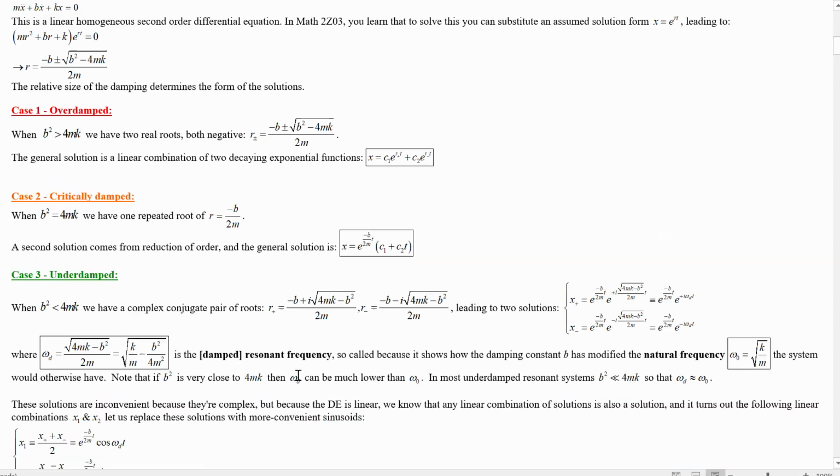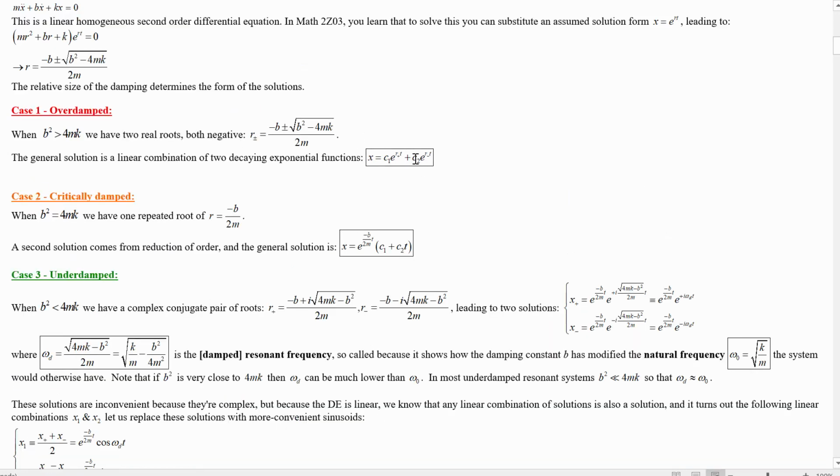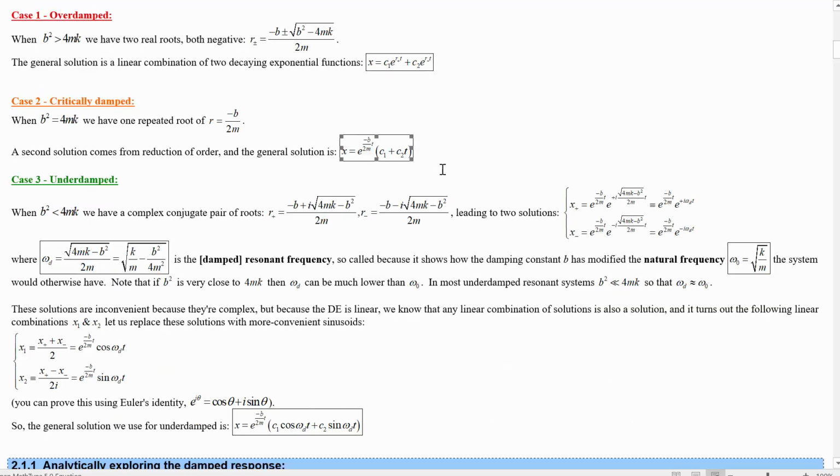This is some interesting stuff, because now we have a set of useful analytic solutions to this differential equation, one of which involves decaying exponential functions, another one involves decaying exponential with a linear term, and a third of which involves a decaying exponential envelope, this same kind of thing, e to the negative b over 2m times t, multiplied by these oscillatory terms.